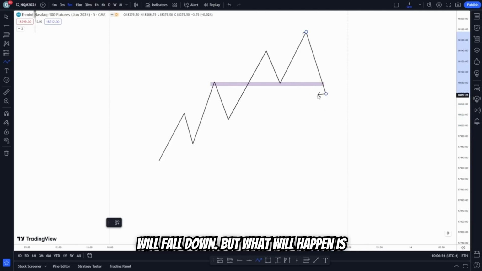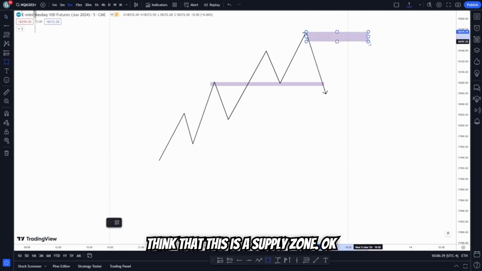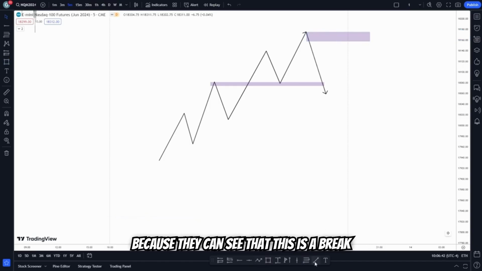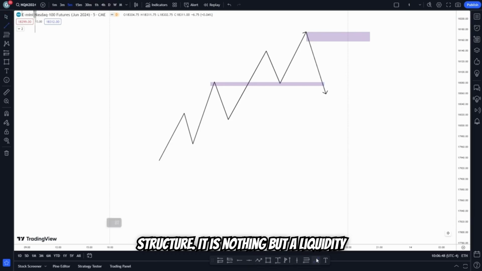But what will happen is there will be some traders, those who trade supply and demand. Now what they will do, they will think that this is a new price leg and they will draw this Fibonacci. Or they can think that this is a supply zone, because they can see that this is a break of structure. But this is not a break of structure. It's nothing but liquidity which is taken from below this low.